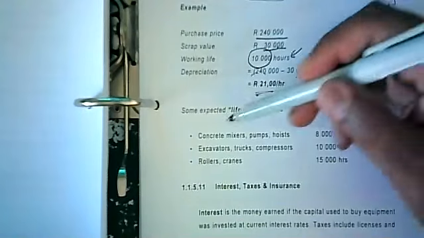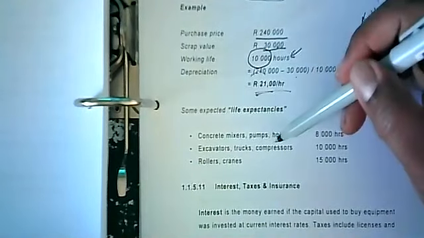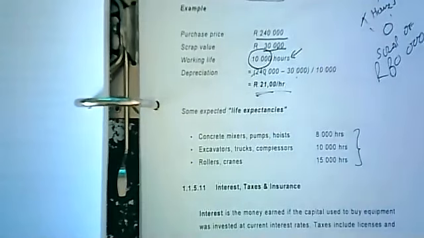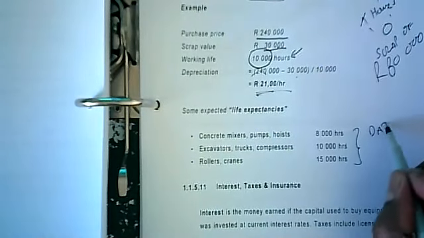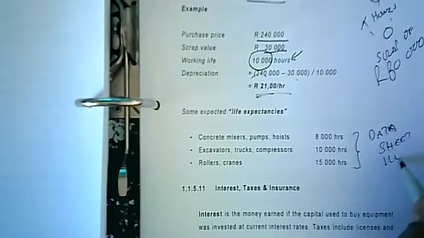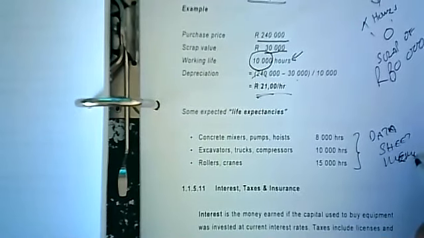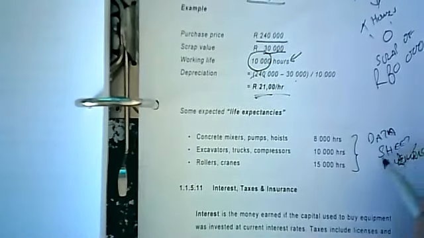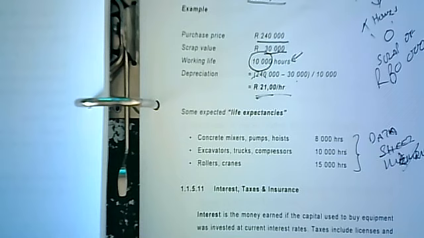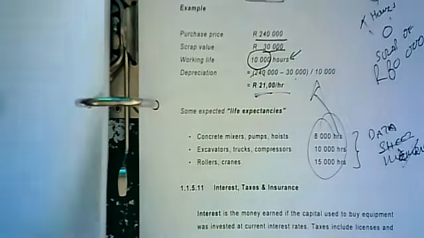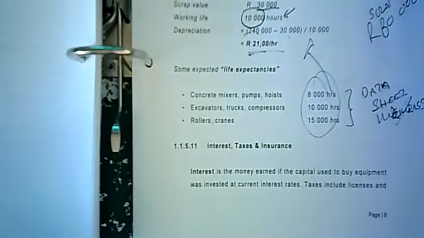Some life expectancies: concrete mixers and pumps 8, excavators 10, hoists and cranes. Now these numbers I will give you in a data sheet. You do not need to memorize them. Don't memorize them. I will give it to you in a data sheet. Why am I giving you a data sheet? Because you're going to need them for calculations such as that. All right, let's move on.